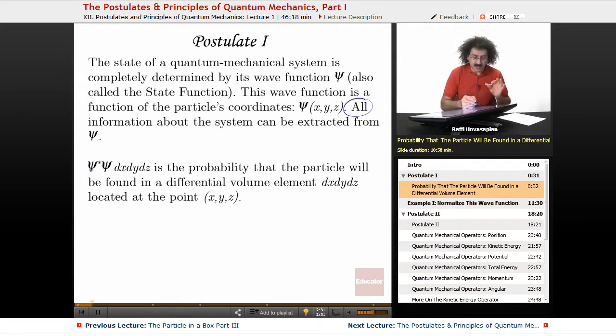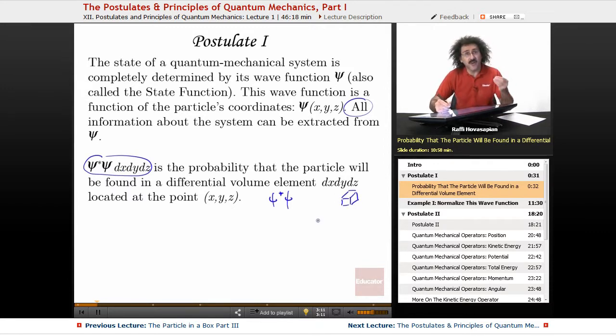Now, Psi star, Psi conjugate, times Psi dx dy dz is the probability that the particle will be found in a differential volume element located at the point x, y, z. We've seen this before. When we multiply psi conjugate times psi, we get something called the probability density. When we multiply the probability density times either a length or an area or a volume, we get the probability. So this dx dy dz is just a differential volume element.